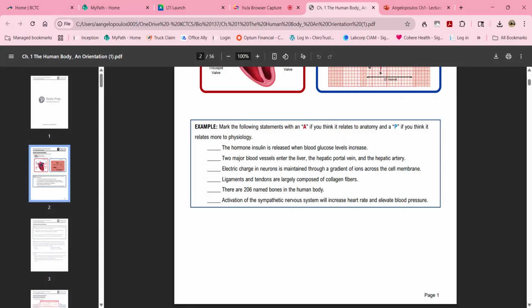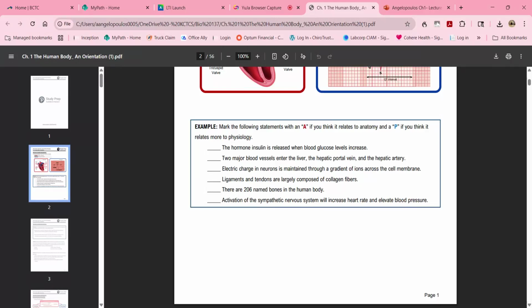All right. This one, electrical charge in neurons is maintained through a gradient of ions across the cell membrane. All right, so we do have a cell membrane, but all this other stuff, electrical charge, neurons, that's maintained through a gradient of ions, this is stuff that you're not going to be able to see. So this is going to be more physiology.